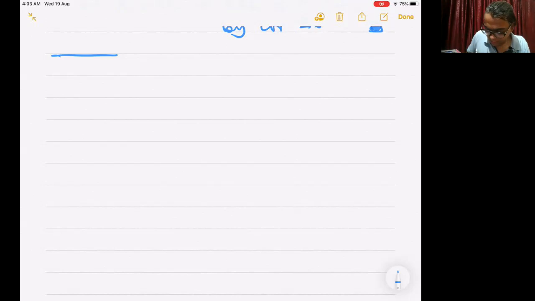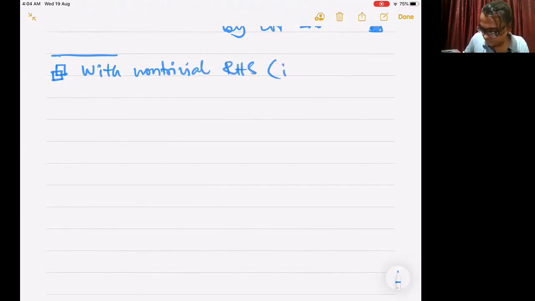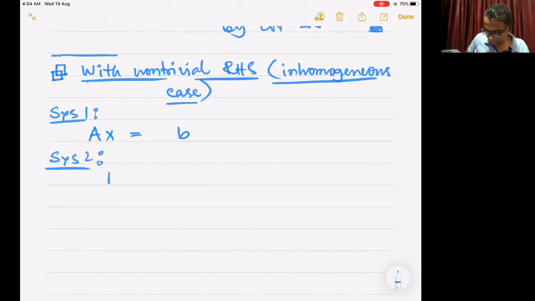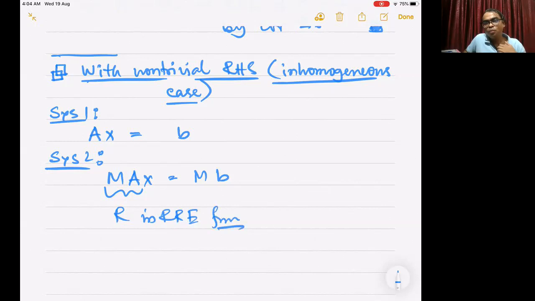So recall, what did we have? Let me call this topic the non-trivial RHS, which is also known as the inhomogeneous case. What happens then? So we have AX equal to B. This is my system 1. System 2, what I'm going to do is MAX equals MB, where this MA is R in RRE form. What does that tell us?